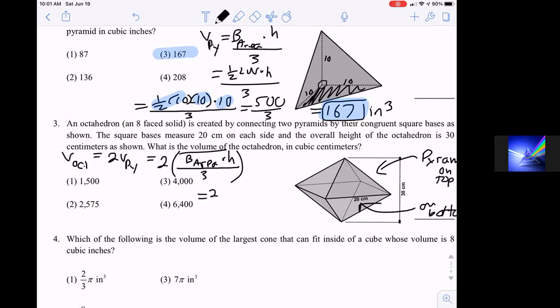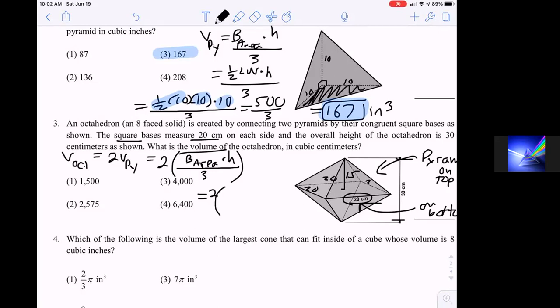So this is going to be 2 times the area of the base. If you see, the base is a square, so it's 20 centimeters on each side: 20, 20, 20, 20 in the back. And notice the height from top to bottom of the octahedron is 30. So the height of each pyramid is only 15. You've got to use that because you have to find the volume of each pyramid and then double it, and you'll have the volume of the octahedron.